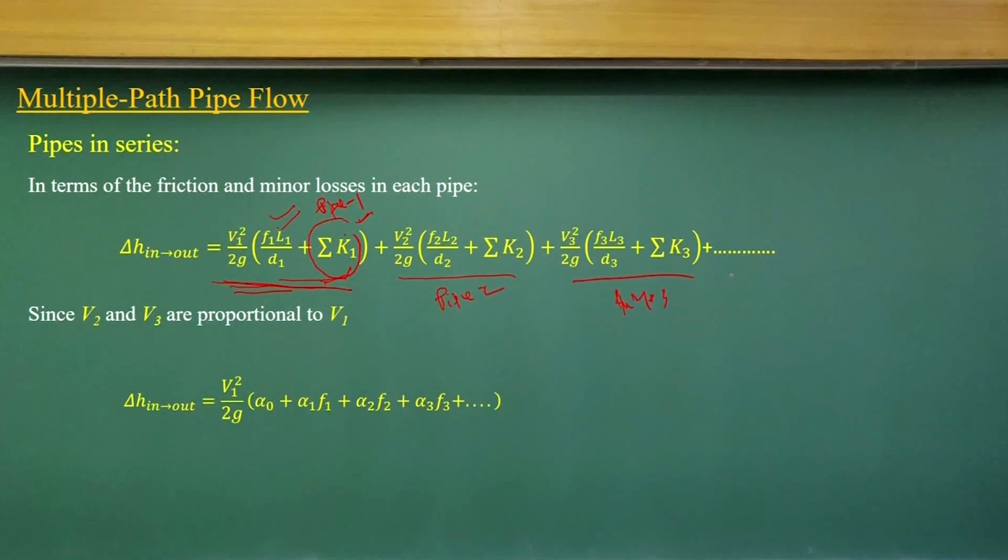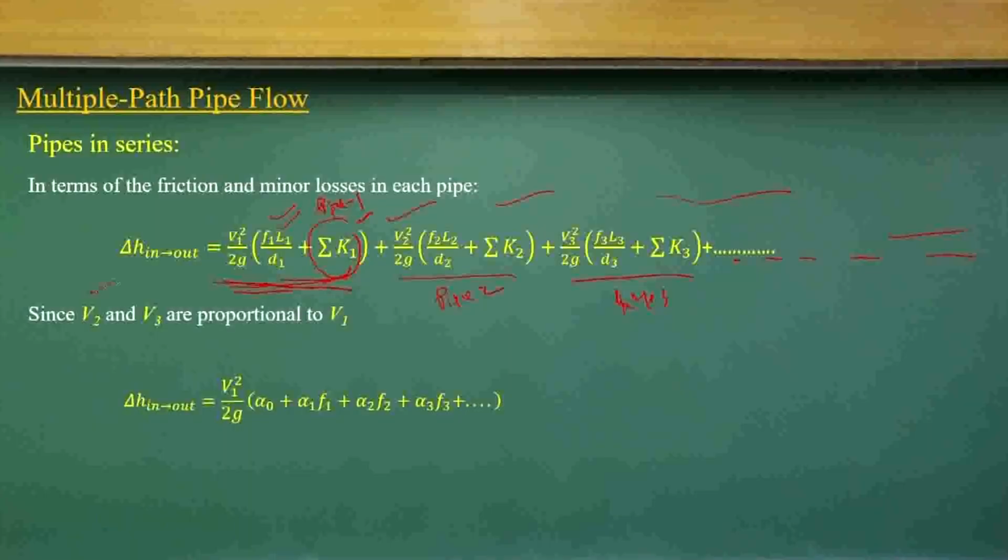Similarly, if you have more pipes, you can just sum the head energy losses along the pipes: pipe 1, pipe 2, pipe 3. Most of the time, because the same discharge is going through them, V2 and V3 are functions of the discharge, which is the same, so they will have a proportionality with V1.